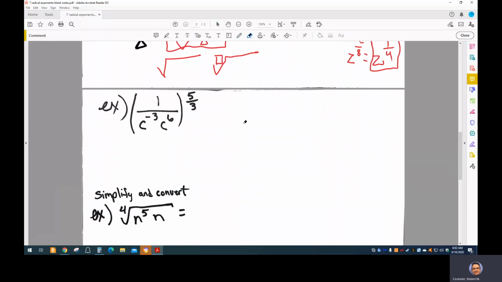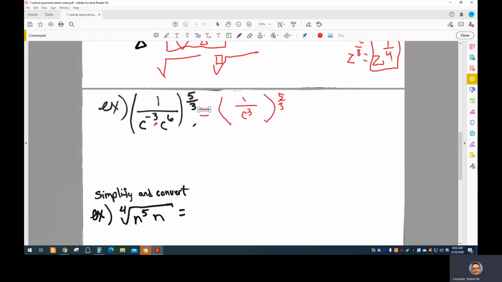Okay, let's look at some more examples here. All right, so here we have a fraction inside with powers being raised to a power. This is the power to power rule. We have to be careful. We need to simplify what's inside this first. So this is multiplying. Multiplying says we have to add these two things together. So -3 plus 6 is c to the third power. And this is all being raised to the power of 5/3.